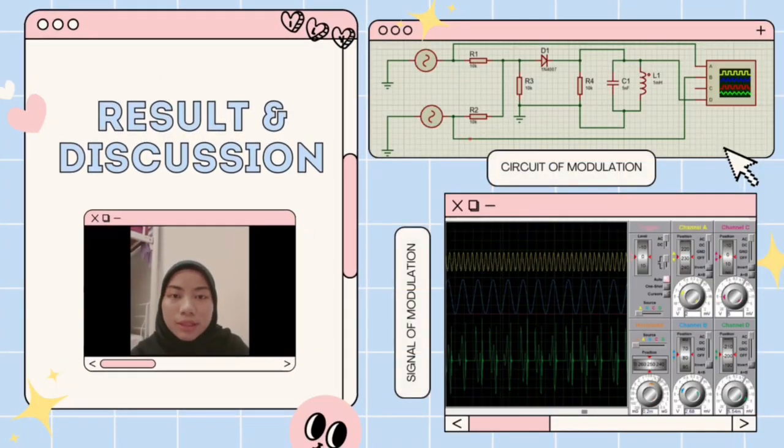Okay, next for the result and discussion. As we know, we choose the first question, which is the modulation circuit. We put the circuit in Proteus 8 and we get the input and output in the oscilloscope. From picture 1, we can see the circuit that we built, and the second picture is the input and the output that we get from the oscilloscope.